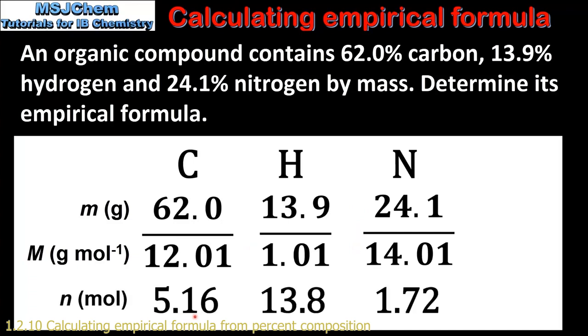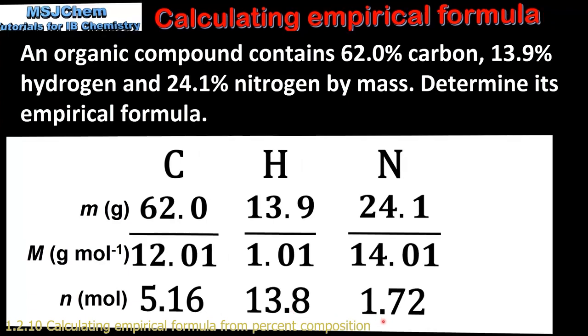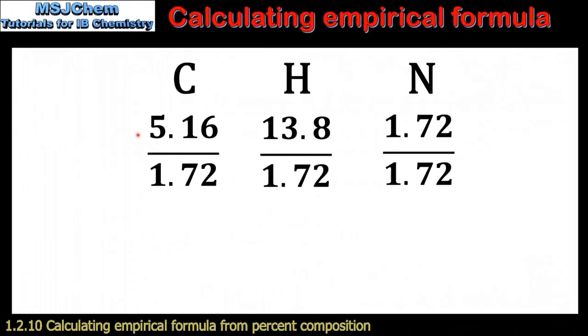This gives us 5.16 moles of carbon, 13.8 moles of hydrogen, and 1.72 moles of nitrogen. The next step is to divide each amount in moles by the smallest value. So for carbon, we divide 5.16 by 1.72. For hydrogen, it's 13.8 divided by 1.72. And for nitrogen, it's 1.72 divided by 1.72.